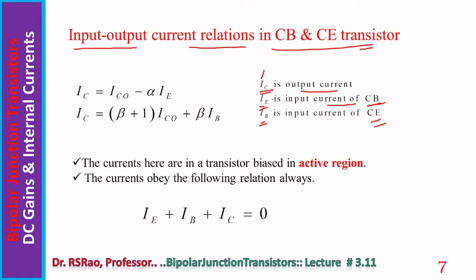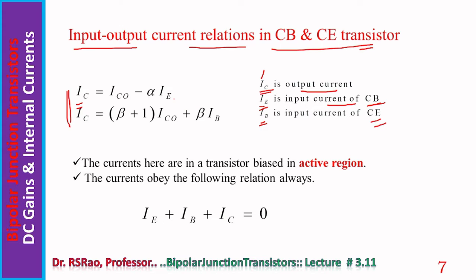In case of CB, emitter is the input terminal. In case of CE, base is the input terminal. With this understanding, we consider two important relations. IC, collector current, is always equal to IC naught minus alpha IE.